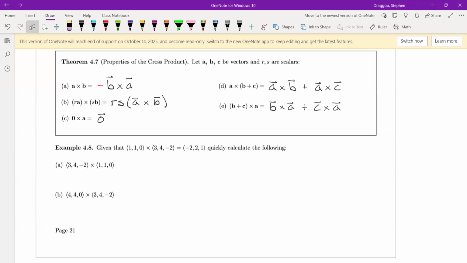There is a sort of distributive property, just have to be careful about its direction. So if I've got A cross B plus C, I can distribute that A to the B and the C, but it's got to stay on the left side. Because if I look at it the other way, B plus C cross A, again, can be distributed, but now it's got to stay on the right side of each of the vectors I'm distributing to.